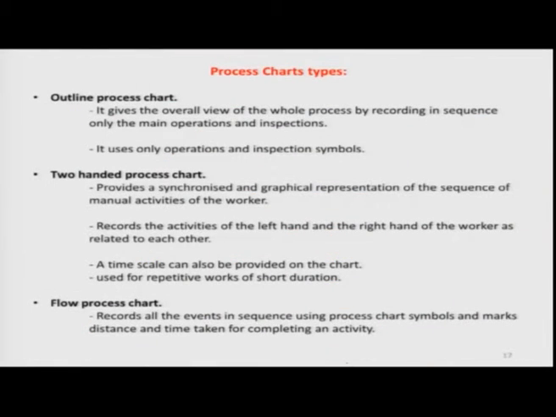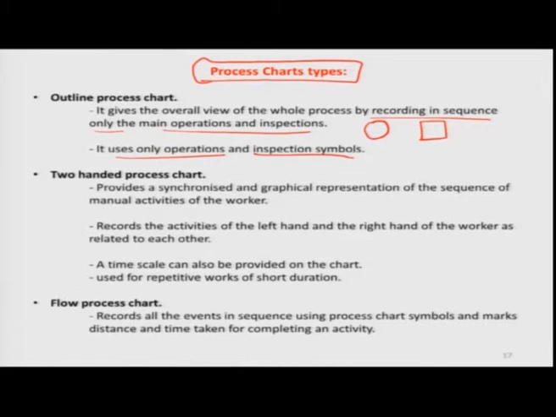Next, there are a variety of process charts. The first type is the outline process chart. It gives the overall view of the whole process by recording in sequence only the main operations and inspections. In this chart only operation and inspection are recorded, meaning operation is represented as a circle and inspection as a square. So, it uses only the operation and inspection symbols.